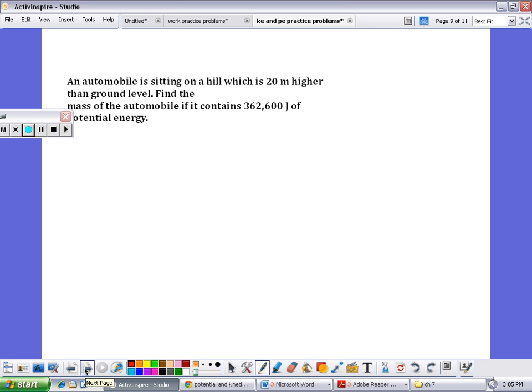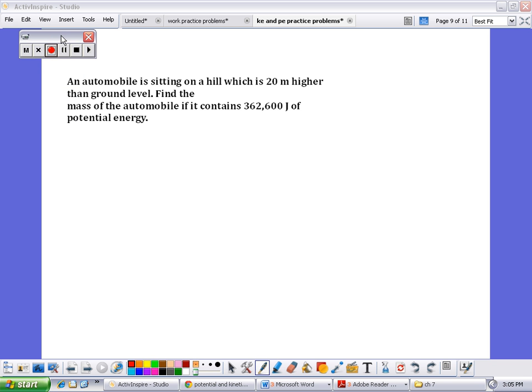An automobile is sitting on a hill which is 20 meters higher than the ground level. Find the mass of the automobile if it contains 362,600 joules of potential energy. Pause the video, complete your problem.